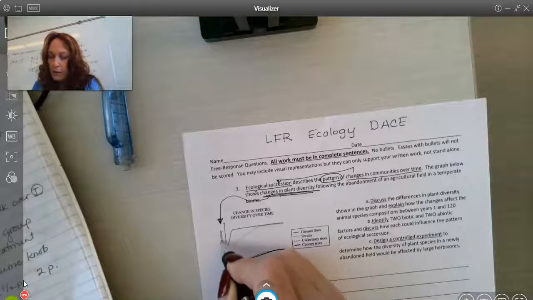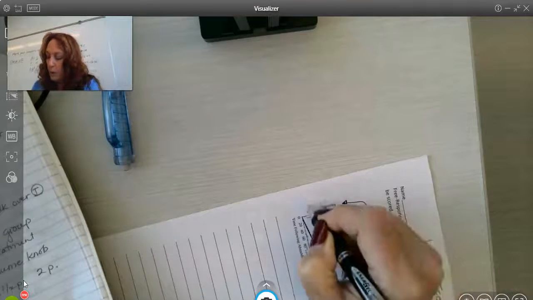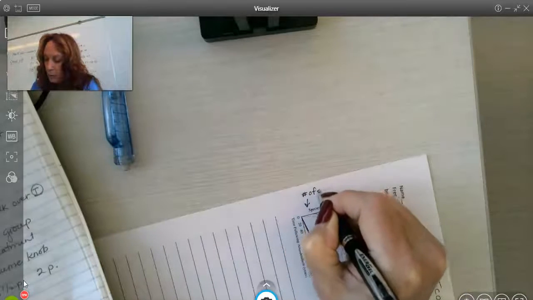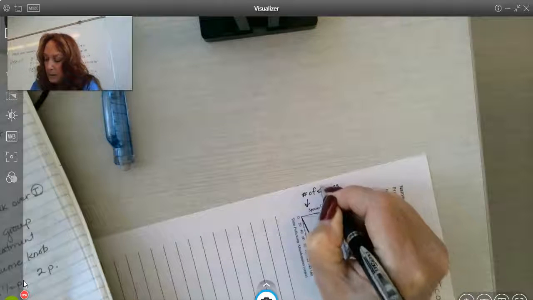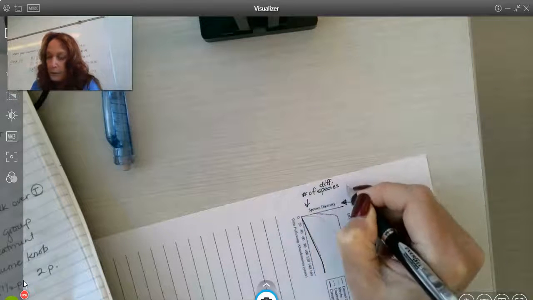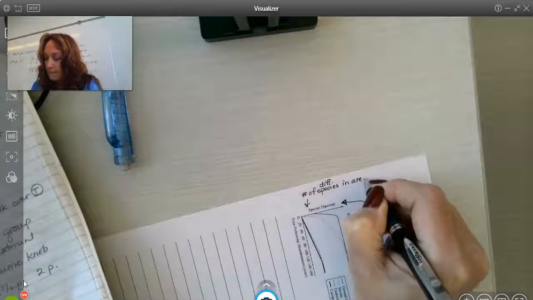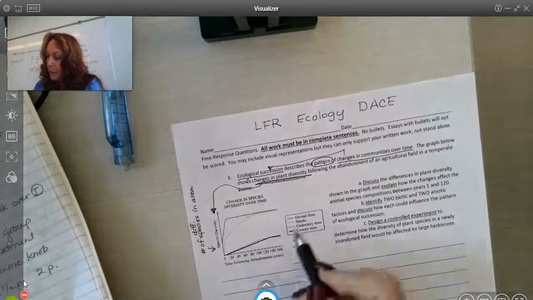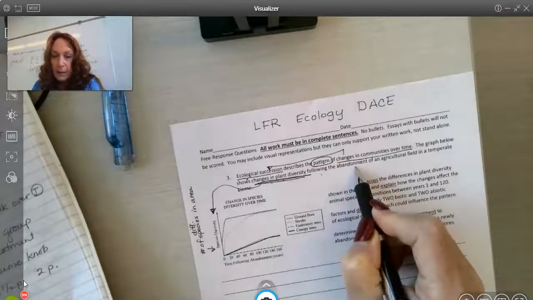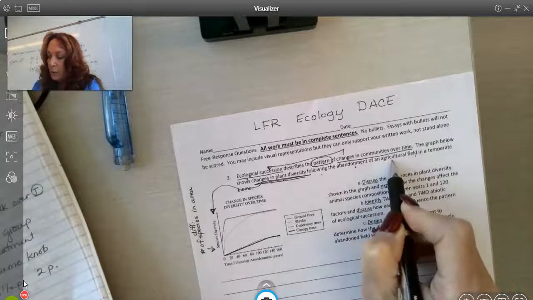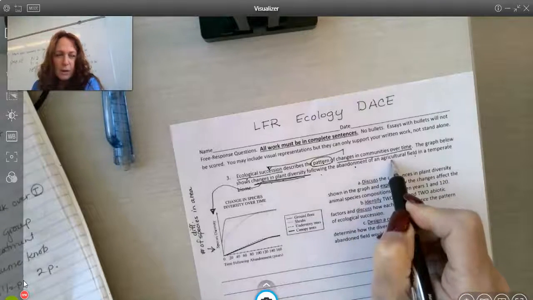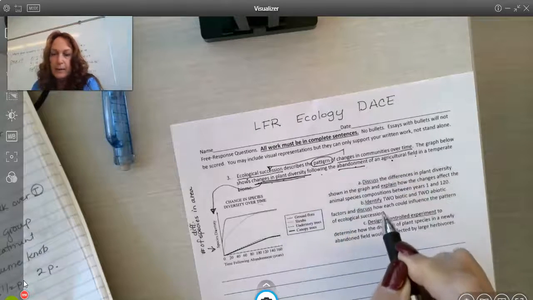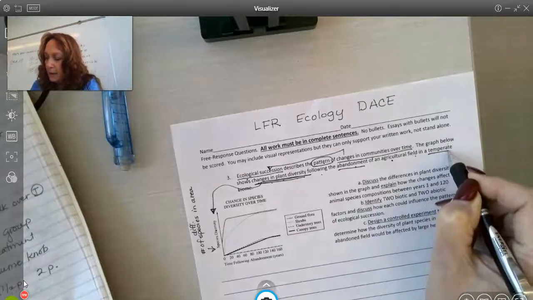So species diversity, I'm going to come over here and write, this would literally just be the number of different species in the area. So it's just the number of species. Following the abandonment of a field that was used for agriculture. So it's not going all the way back to rock, it's got dirt there, but we're just going to leave it alone and see what happens in a temperate biome.